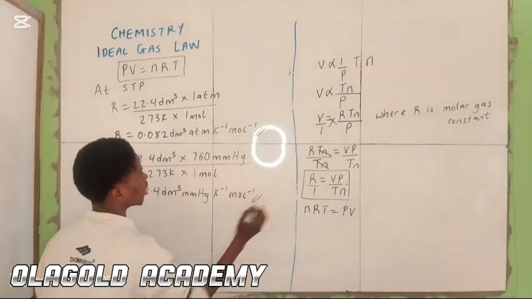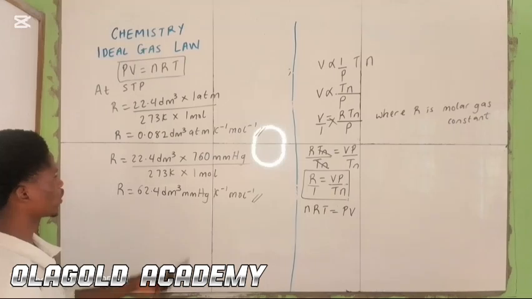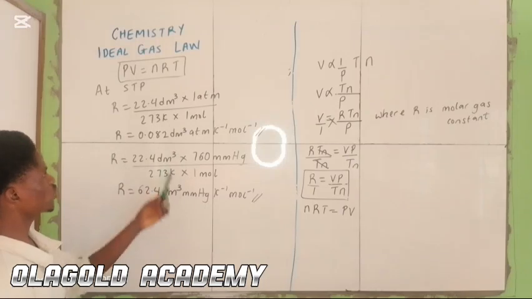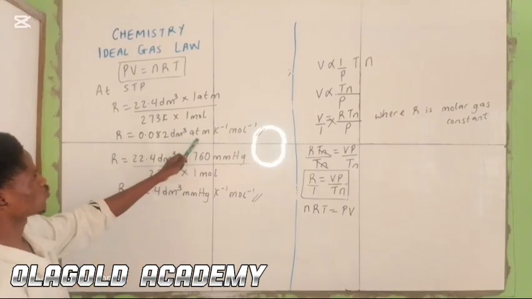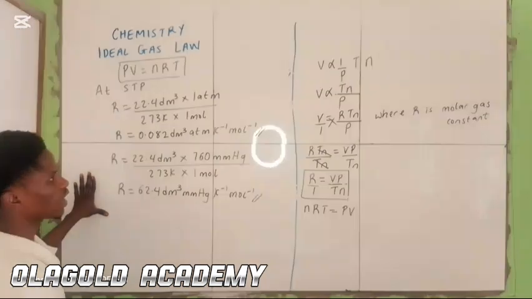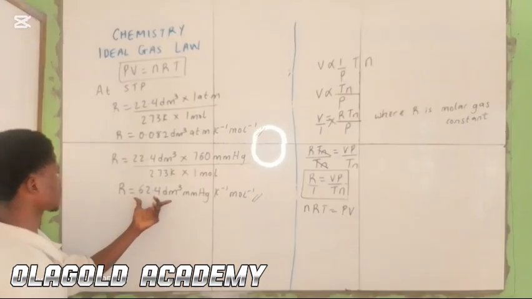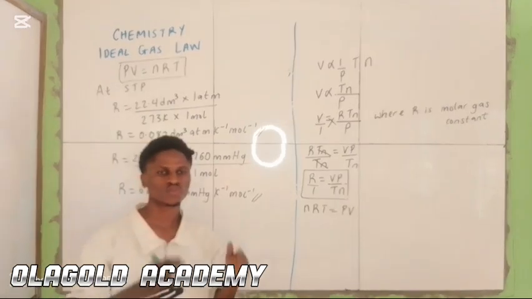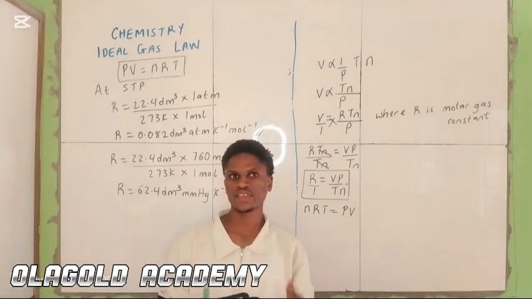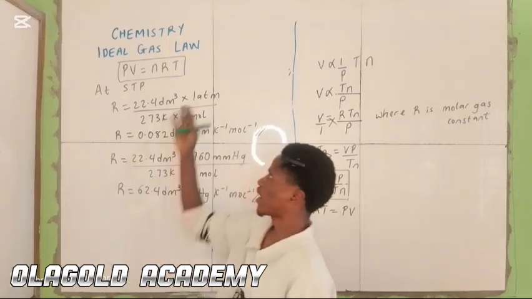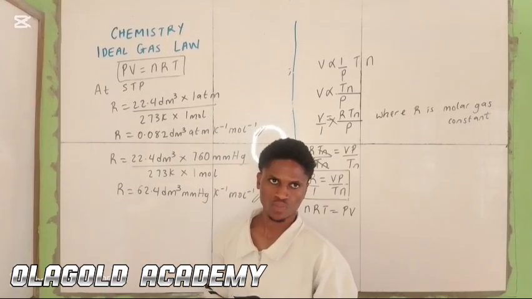So we are going to have this when our pressure is given in mmHg. If our pressure is given in atmosphere, we have this. So we have these values as our molar gas constant. Now let's go into some examples to do some calculations on the ideal gas law.